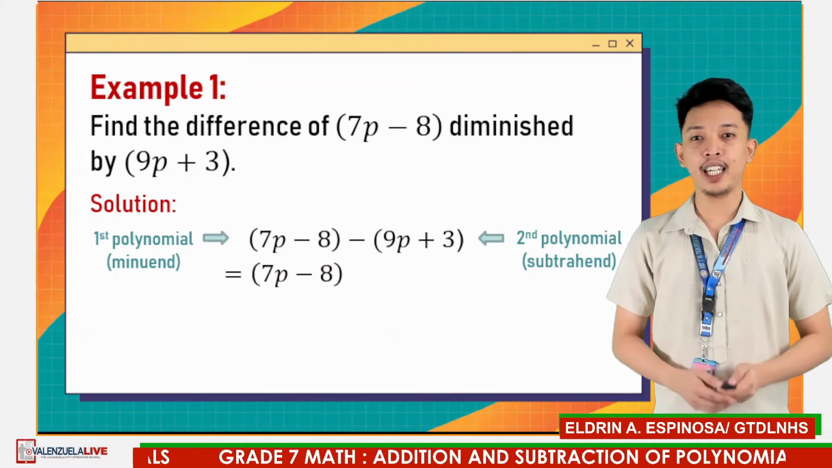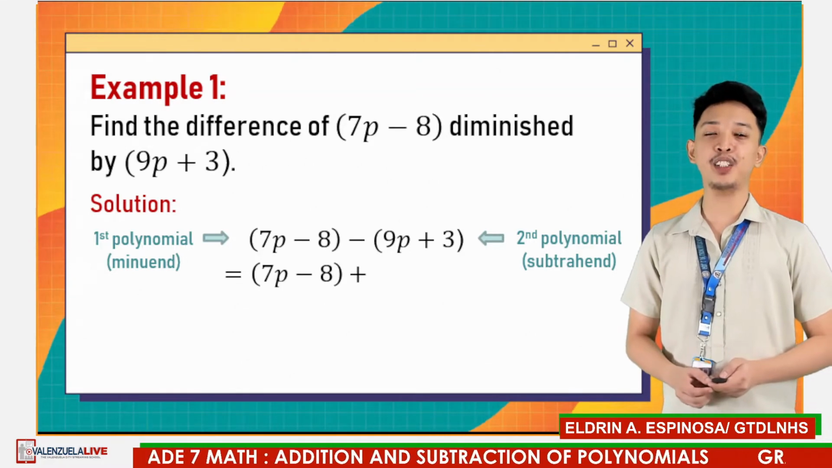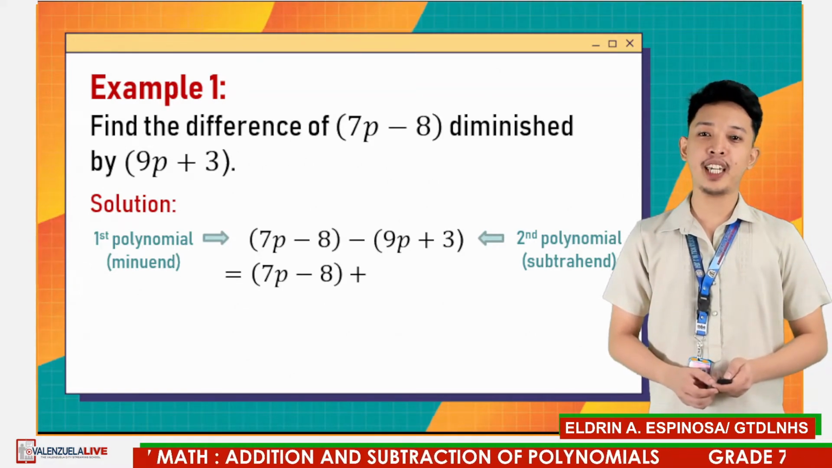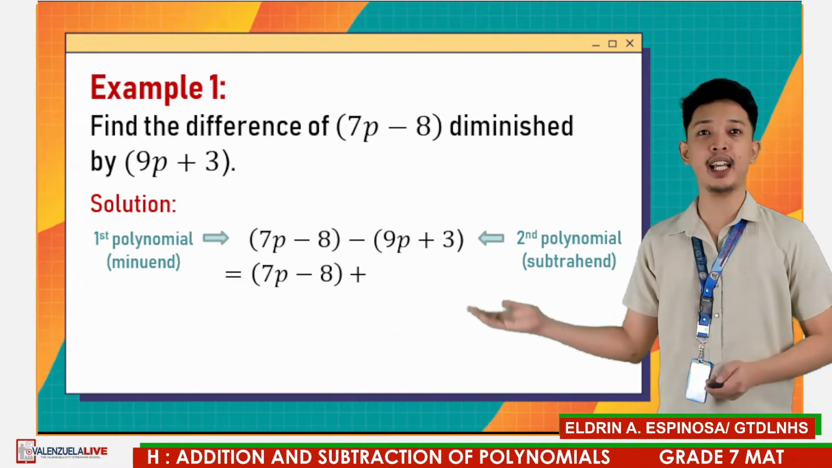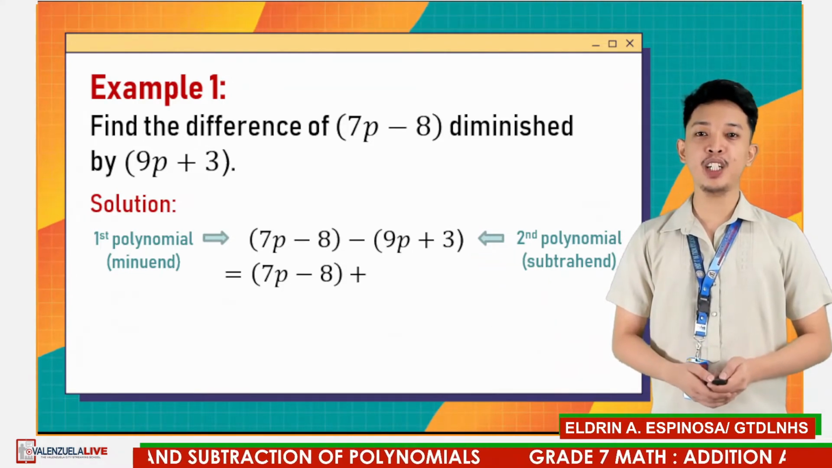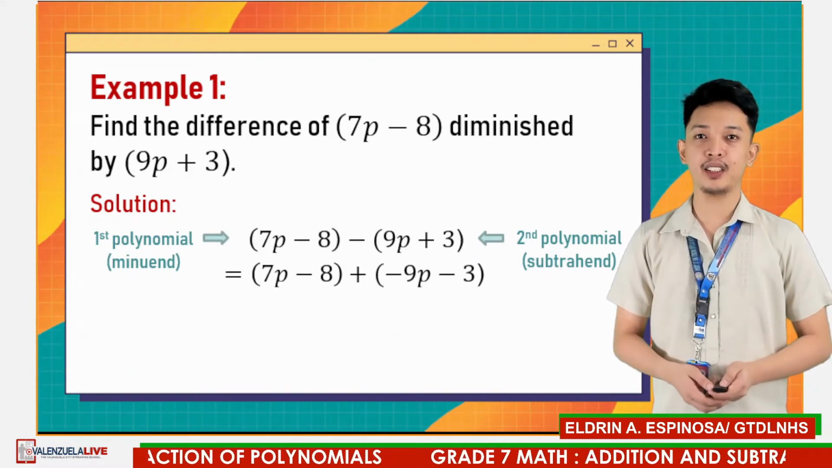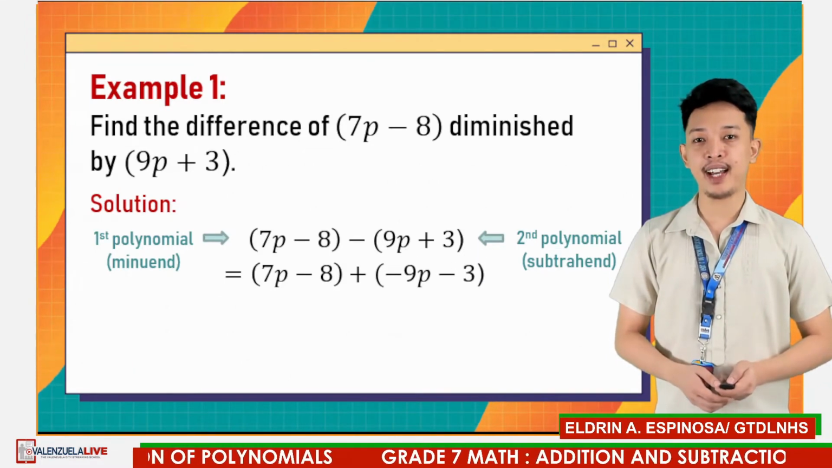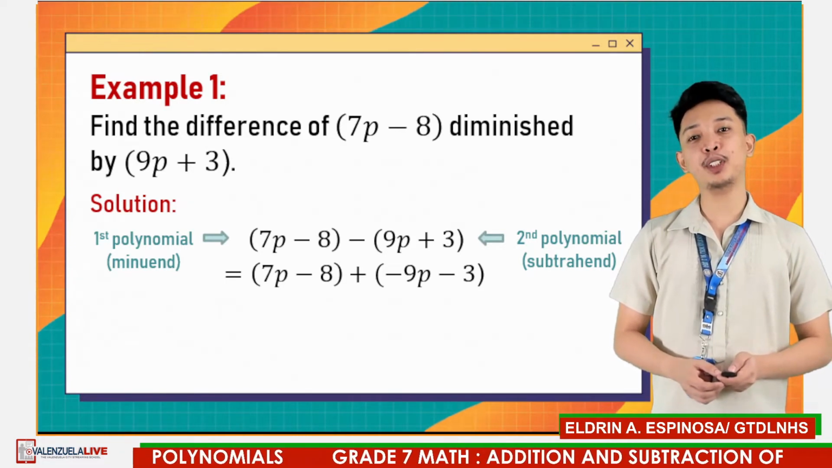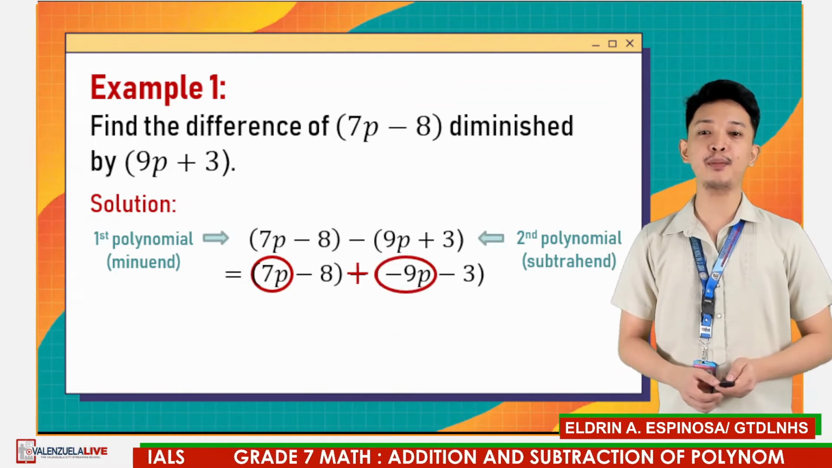Next, change the subtraction symbol to addition symbol, from minus sign to plus sign. Then change the sign of each term in the subtrahend. 9p plus 3 will become negative 9p minus 3. We can now simplify. Adding the similar terms, we will have 7p plus negative 9p.